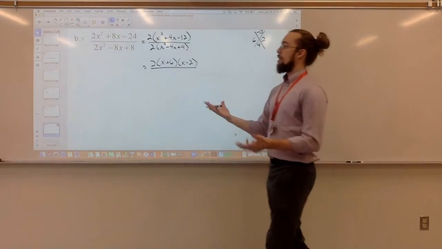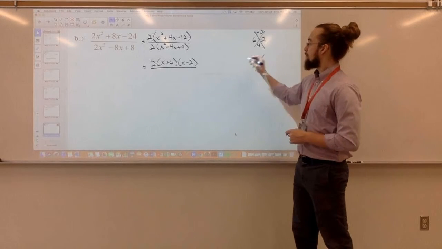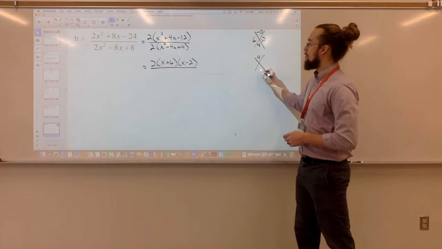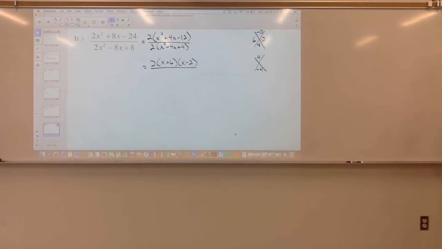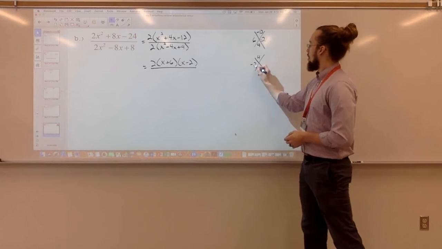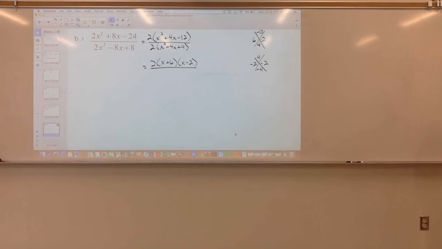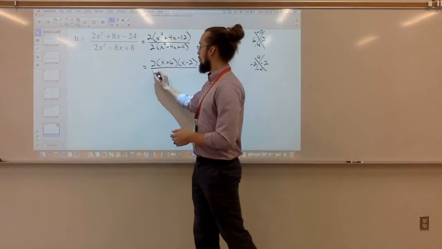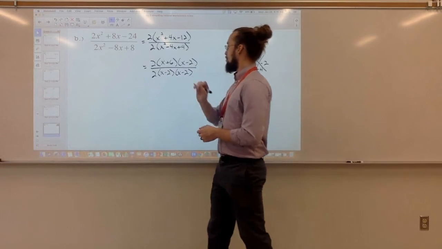I want to do the same thing for the denominator then. Right, so I'm X factoring, and I want two numbers that multiply to positive 4 that add to negative 4. Right. Negative 2 and negative 2. Negative 2 plus negative 2 is negative 4. Negative 2 times negative 2 is 4. So my denominator then would be 2 times x minus 2 times x minus 2.